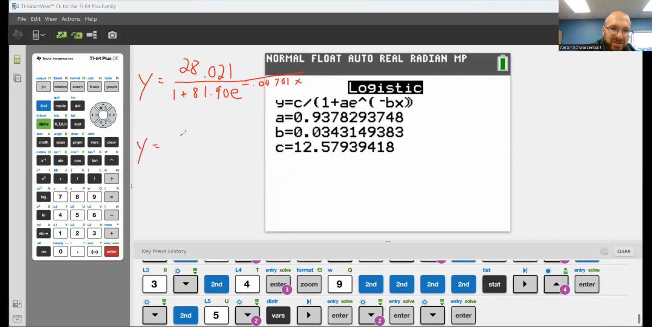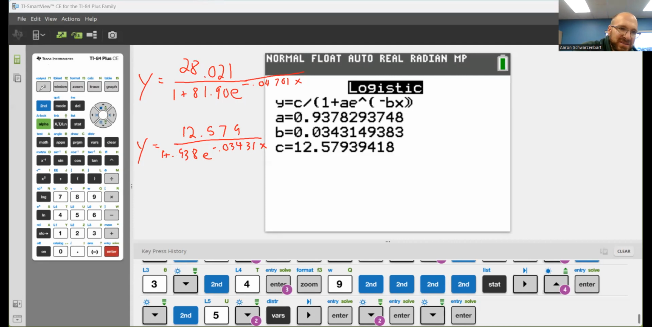And here's my other equation. Y equals 12.579 over 1 plus 0.938 e to the negative 0.03431x. There's my second one. Clearly, Florida has a higher carrying capacity.